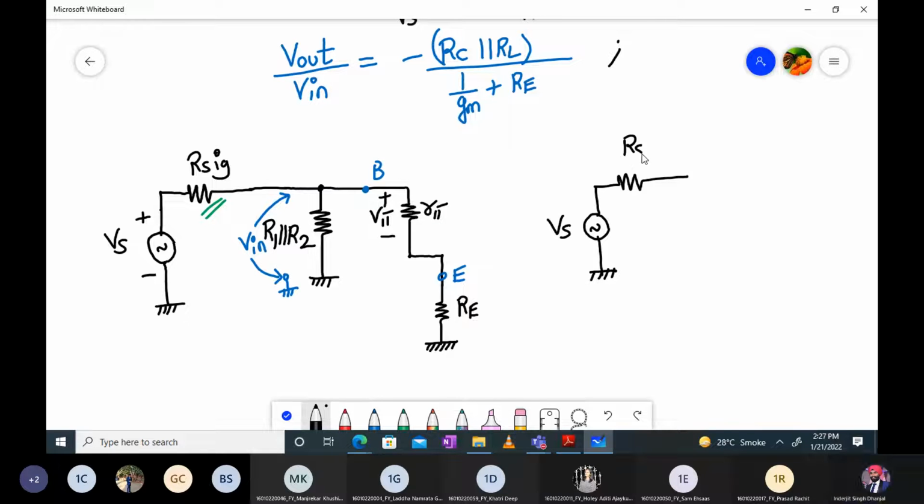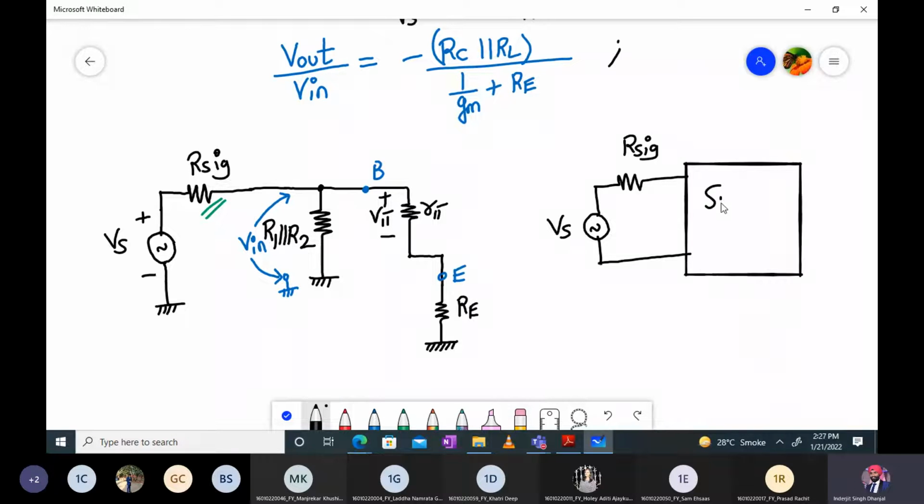This is RS, and let's consider this an entire system itself. Okay, so this is an entire system itself. Let's consider that. This is a system, and we are supposed to find Ri for that system, and the voltage across this is V in. So how can we write?